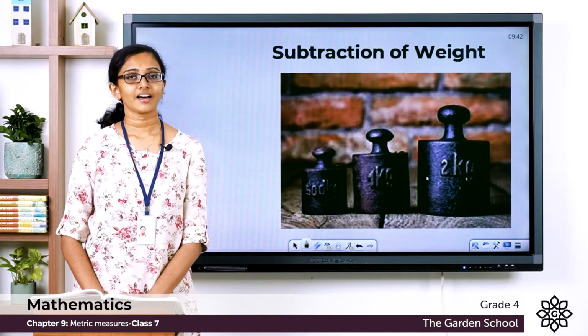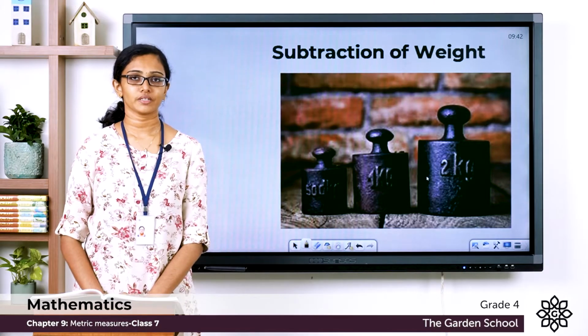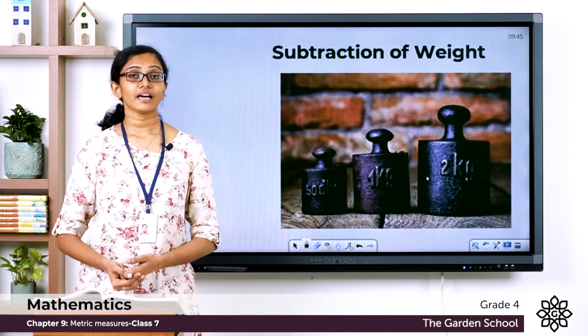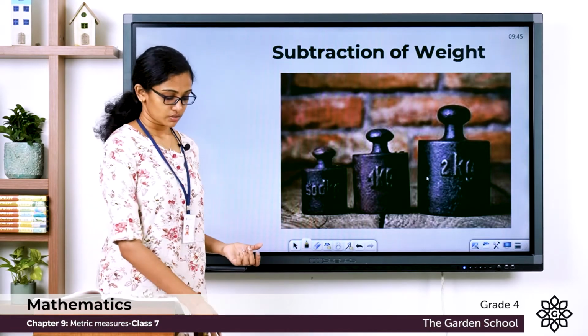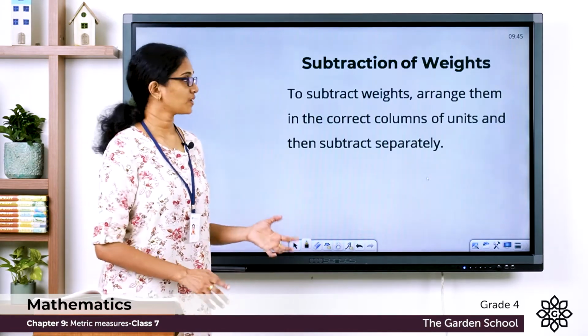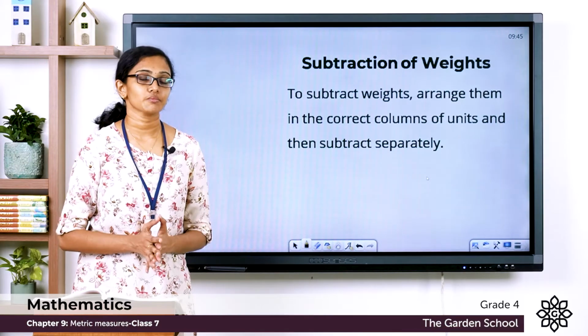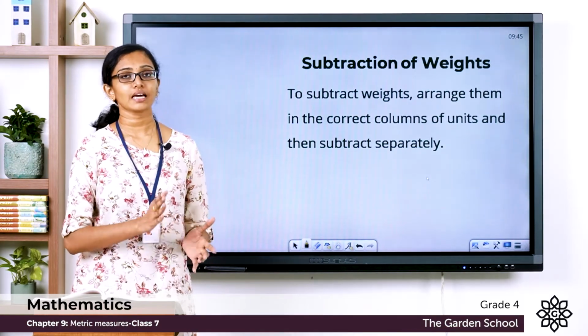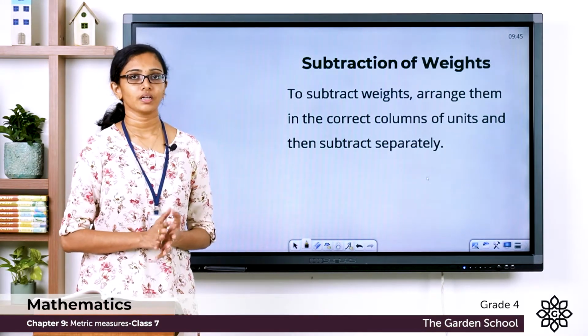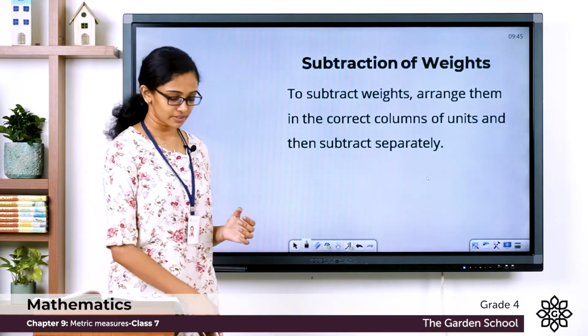Today, let's learn how we can subtract different measurements of weight. Just like in the case of addition, to subtract measurements of weight, first you have to arrange the given measurements in proper columns of units and then subtract separately. Let's make it more clear with examples.